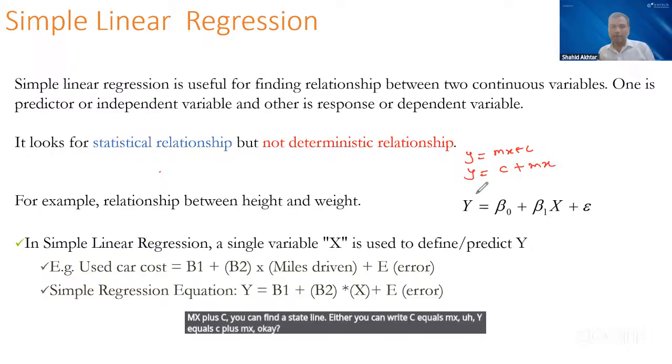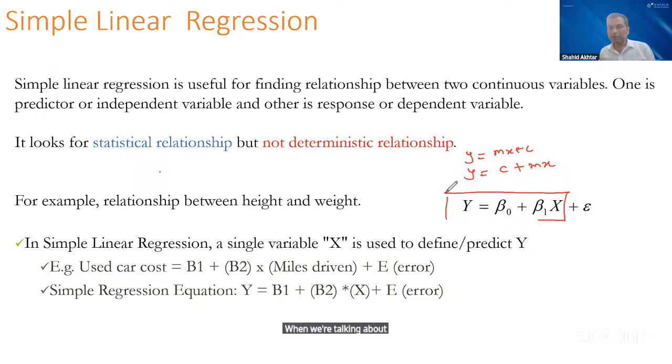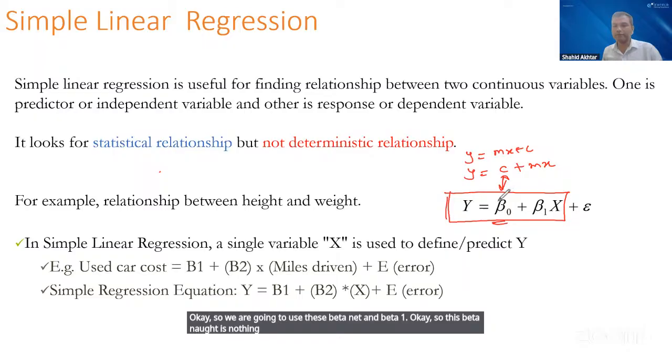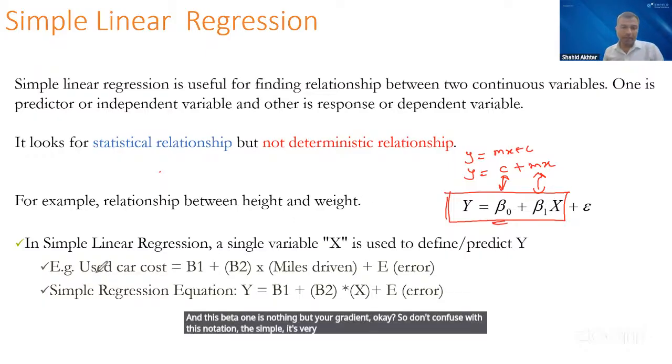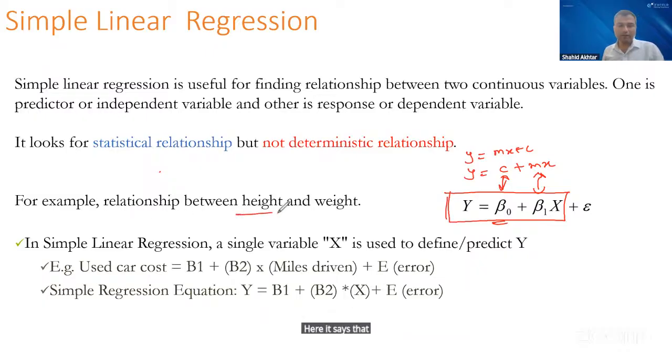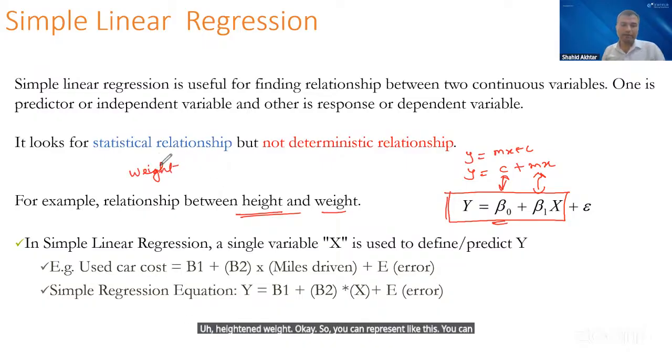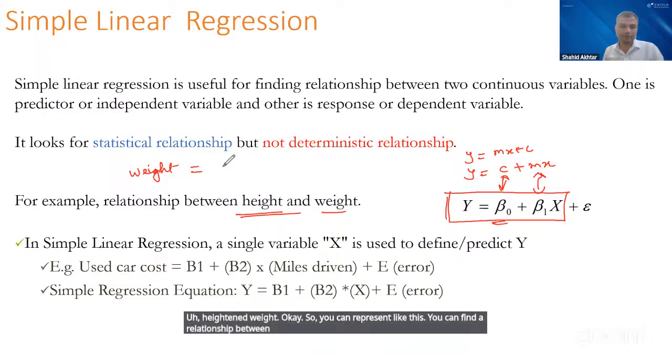When we are talking about machine learning, we represent it in a proper way, using beta naught and beta 1. Beta naught is your intercept, and beta 1 is your gradient. Don't get confused by this notation, it is very simple. Here you can find a relationship between weight and height.